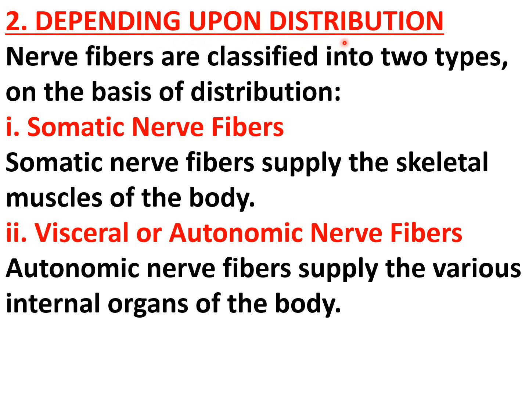Then depending upon the distribution, the nerve fibers are classified into two types, somatic nerve fibers and autonomic nerve fibers. Somatic nerve fibers supply the skeletal muscles of the body, and visceral or autonomic nerve fibers supply the various internal organs of the body.